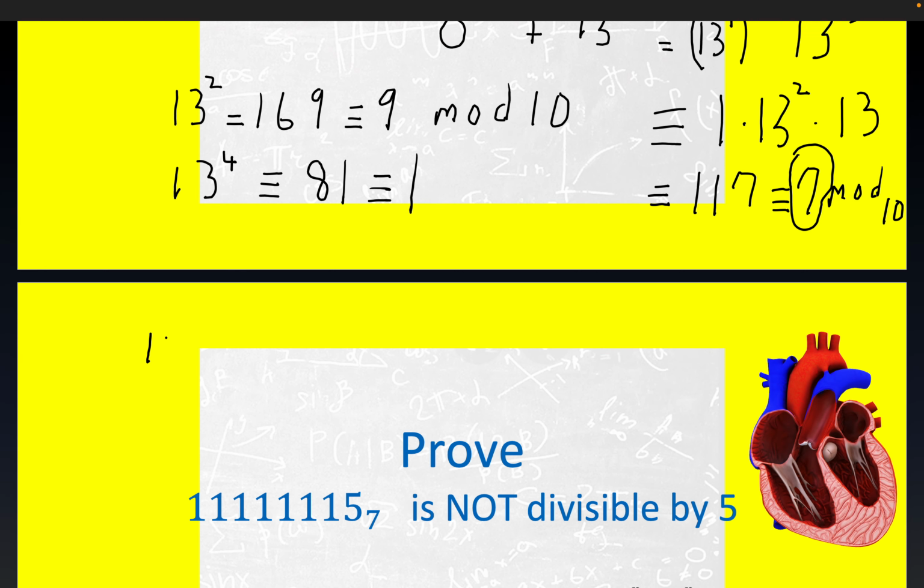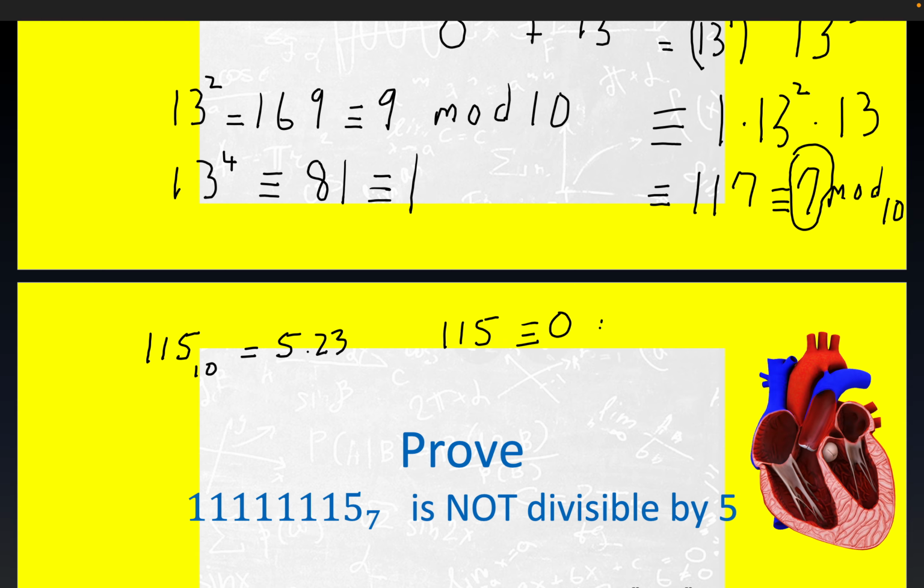Another way to write this is 115 is congruent to 0. I'm leaving the base out this time right here. It's congruent to 0 mod 5.